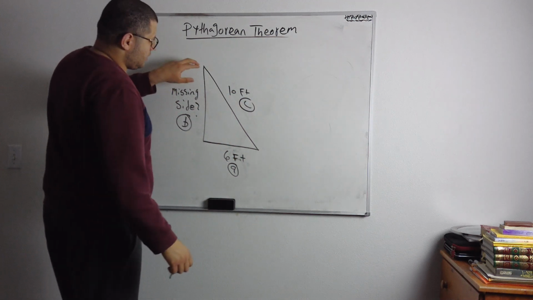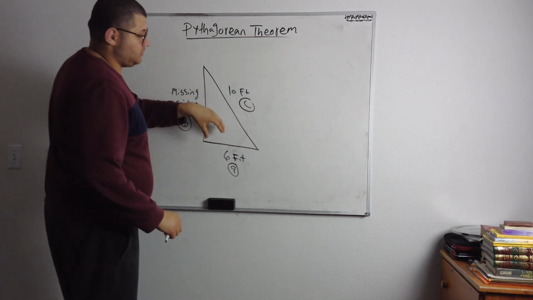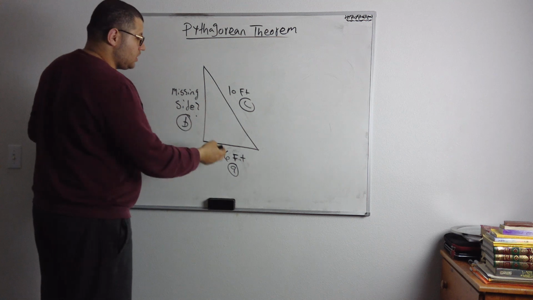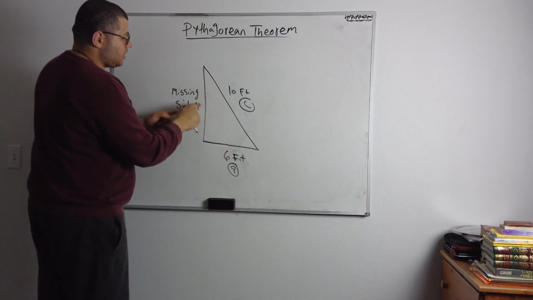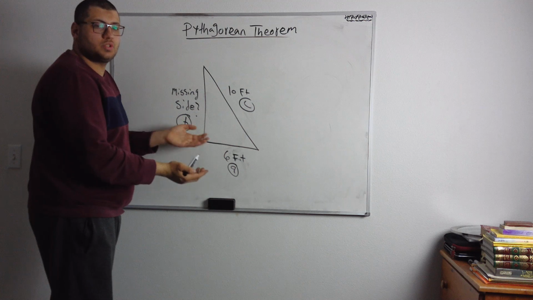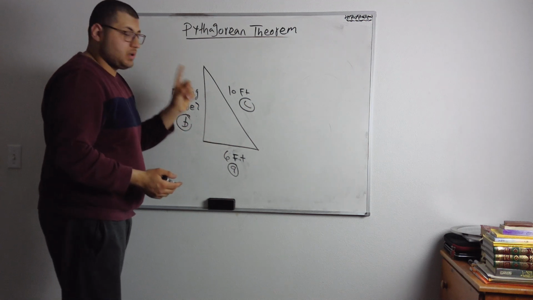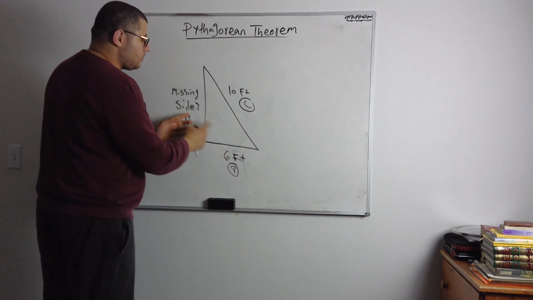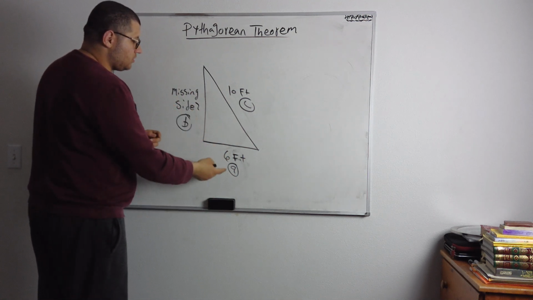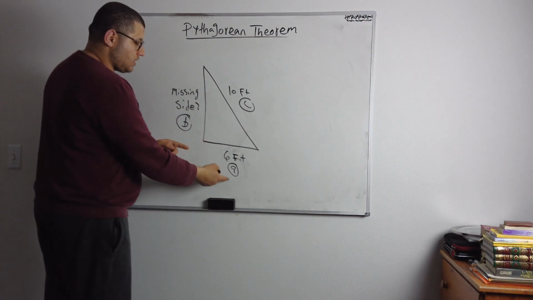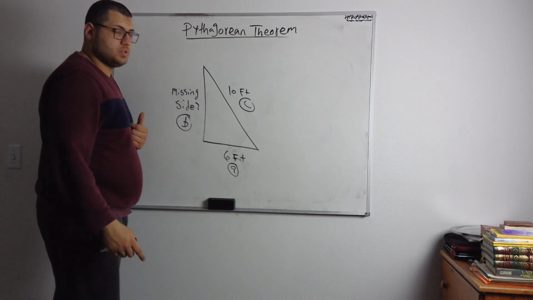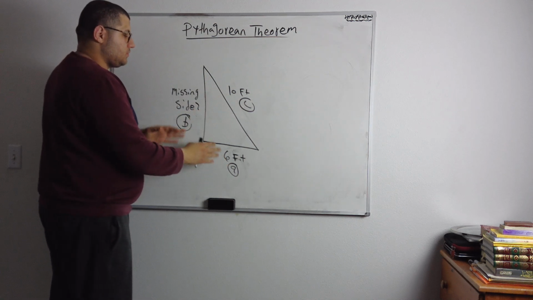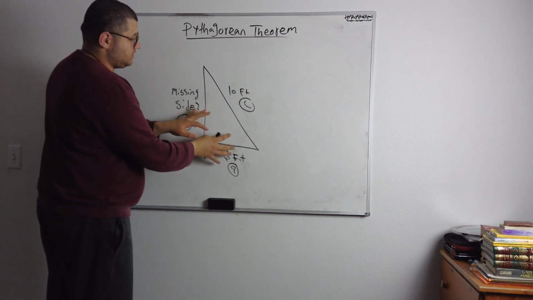When you have the hypotenuse, C is always the hypotenuse. Whenever you're able to define the hypotenuse, you can call this B and this A, or you can call this A and this B. It doesn't matter which one you call A or B, but the hypotenuse has to be C. As long as you're able to define the hypotenuse, it doesn't matter which of these sides you call A or B.